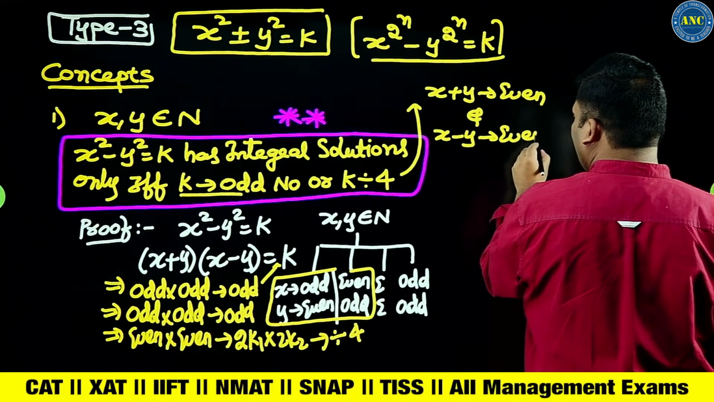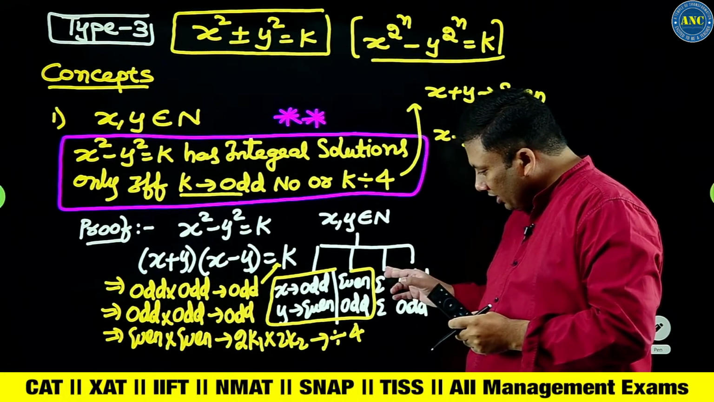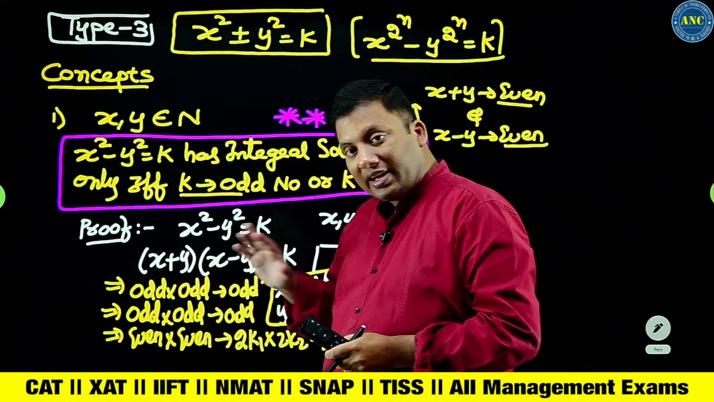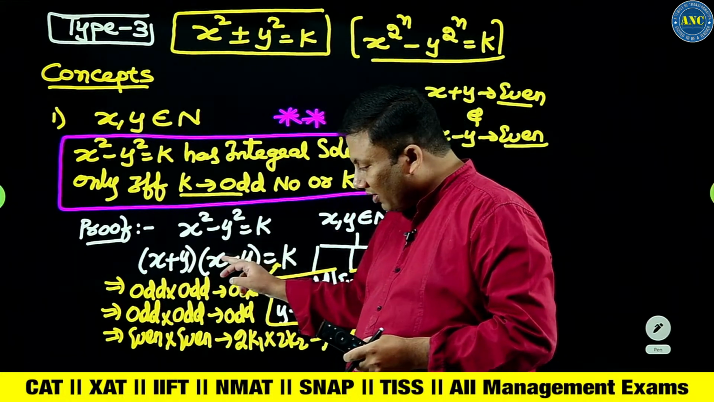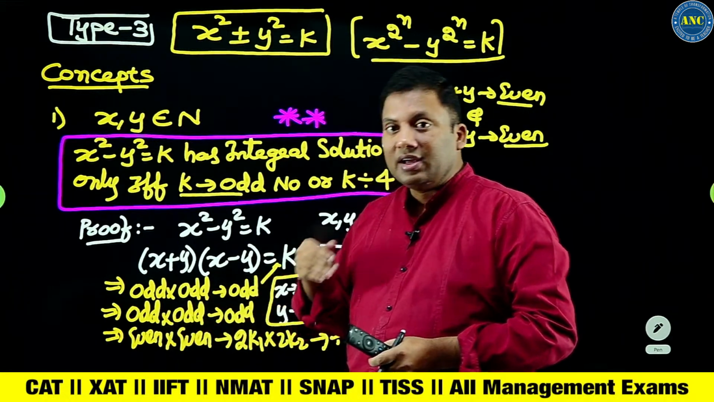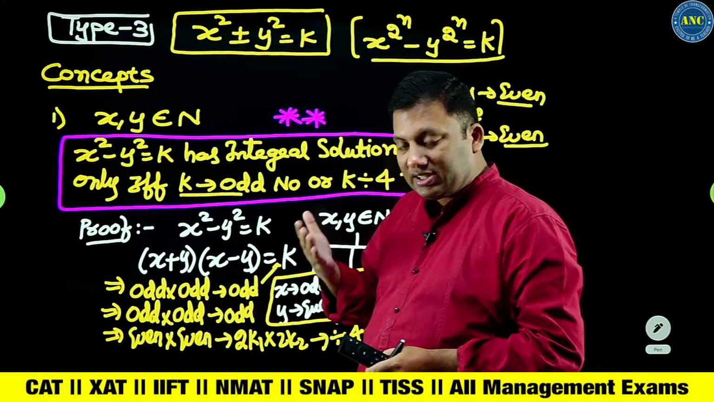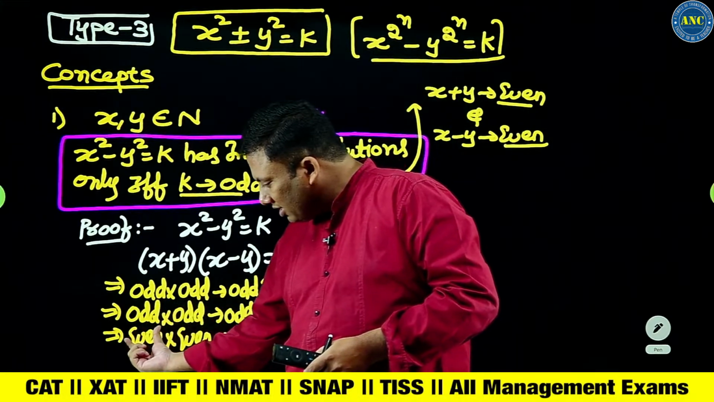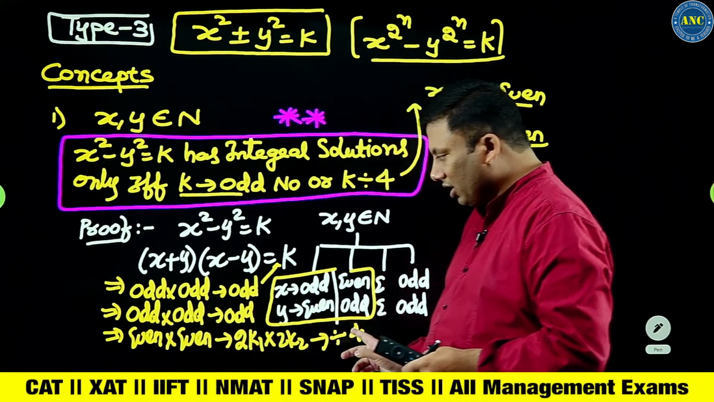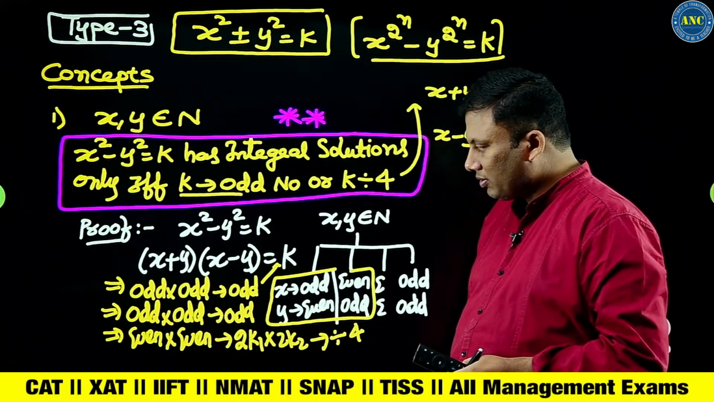Both of them are even. Why is it happening? X is even, y is even. Even plus even, it is an even number. Even minus even, it is an even number. Even number, it is divisible by 2. This is divisible by 2 and this is divisible by 2. Answer should be divisible by 4.